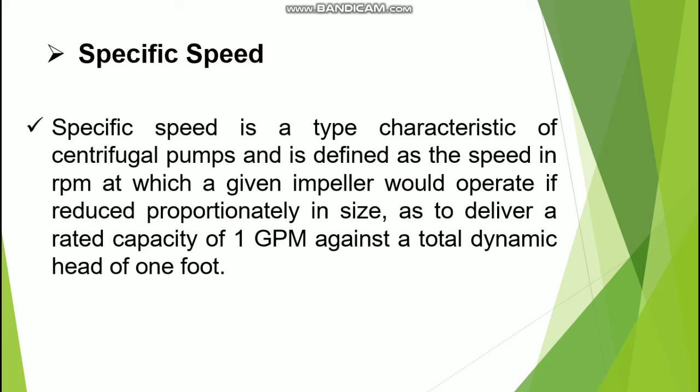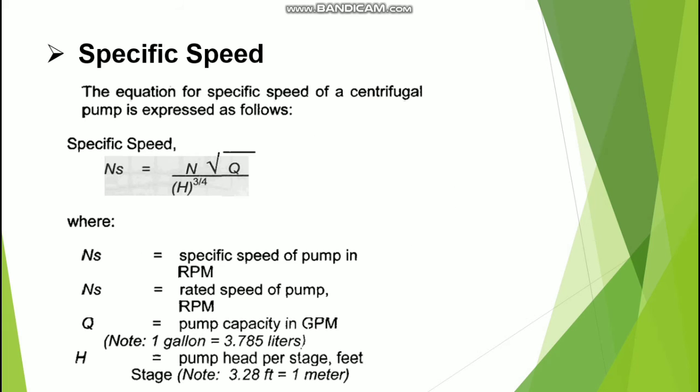So this is the equation for specific speed. Specific speed of pump in RPM equals N, the rated speed of pump, times square root of Q, or pump capacity in GPM, over H to the power of 3/4. So H is pump head per stage. Then, for double suction pumps, the Q is divided by 2 before you substitute it. Then, for multi-stage pumps, the H value is divided by the number of stages.